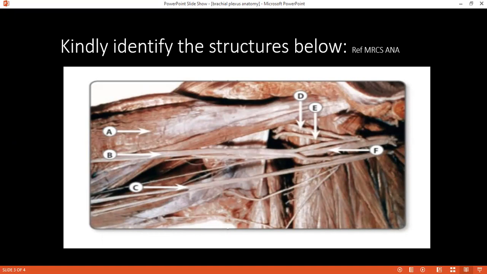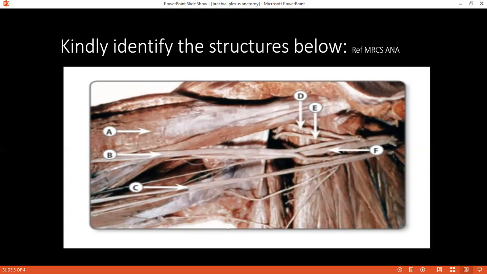Can you please tell me from which side this image has been taken? From which side? Yes, right side. Okay, how is the brachial plexus formed? Brachial plexus is formed by roots, trunks, divisions and cords, and it originates from the anterior rami of cervical 5 to thoracic 1.